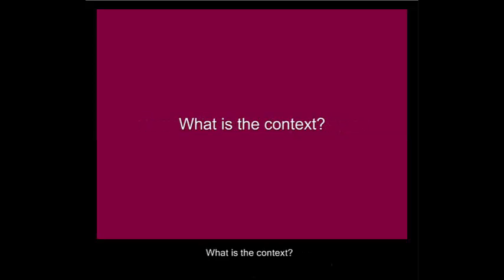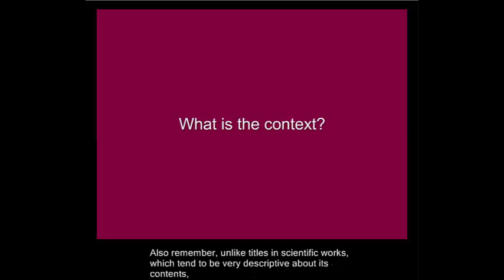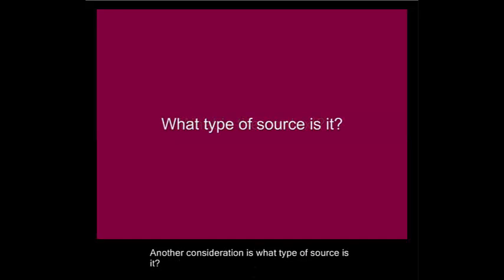What is the context? This is where reading the abstract, if it is provided, will help. Also remember, unlike titles in scientific works, which tend to be very descriptive about their contents, titles in the humanities fields may be more poetic or creative at times, so looking beyond the title is a good step. Another consideration is what type of source is it? Depending on what you're working on, you may or may not need a more scholarly work. If you're working on a research paper, this will most likely be the case.